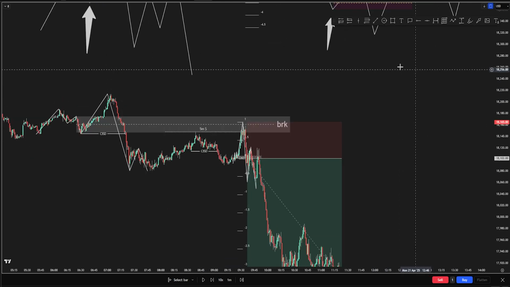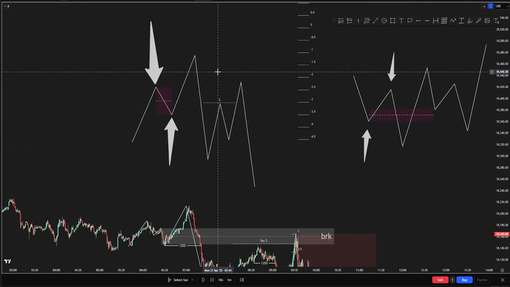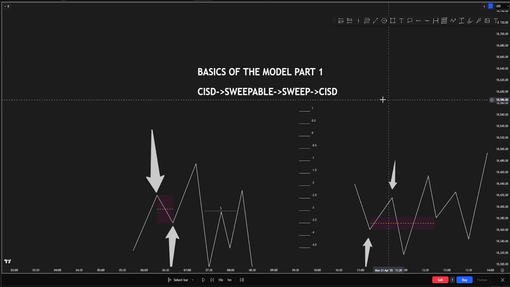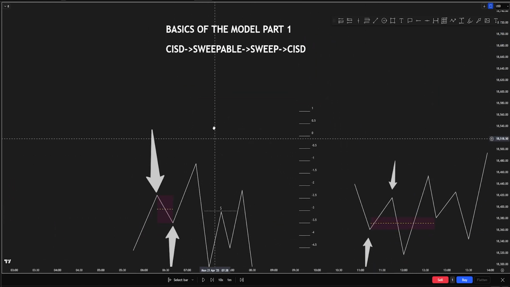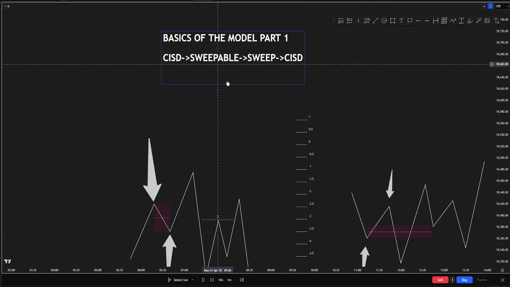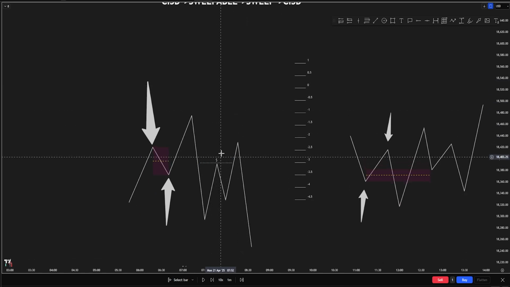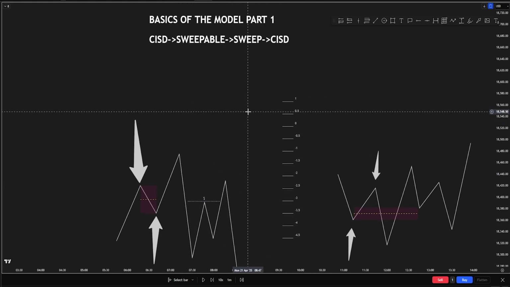Okay. Now, this is pretty much the main framework of it. So you have change in state of delivery. That was step 1. Step 2, get a sweepable. So wait for this high or low to be formed in the market. Okay. So you're doing nothing. You're just waiting. That's the part where people get impatient because they see price dropping further and further and they just want to chase it. You're just sitting on your hands.